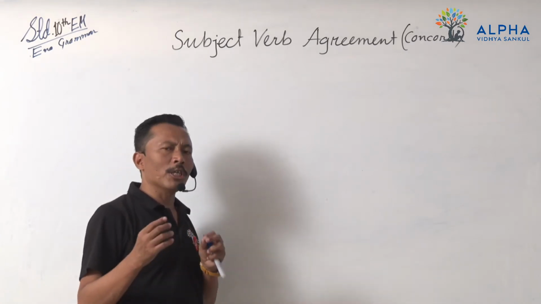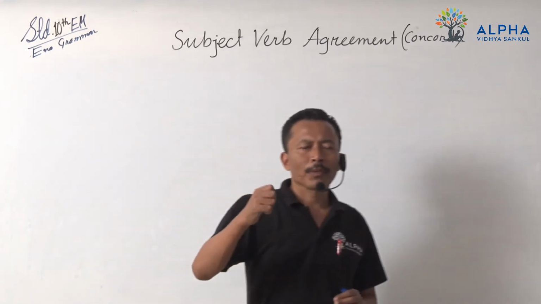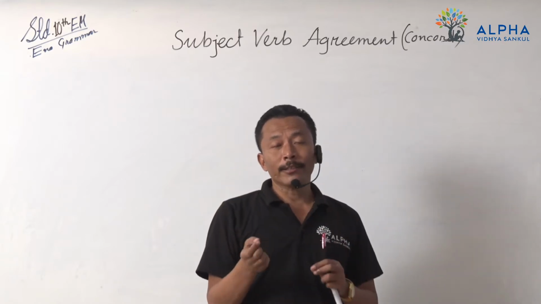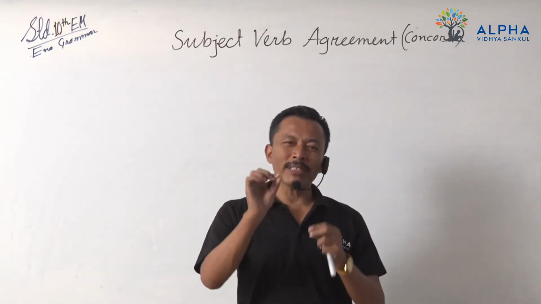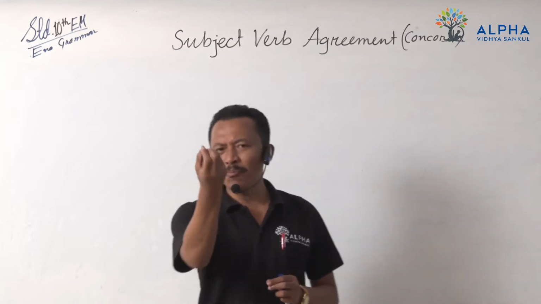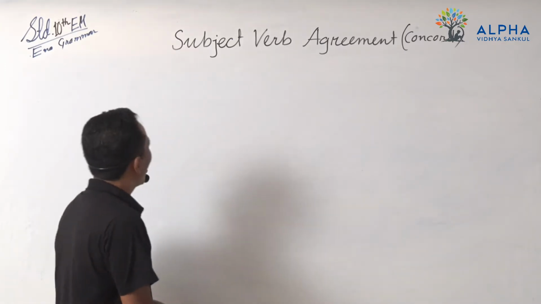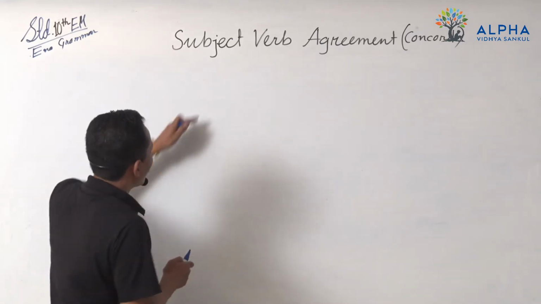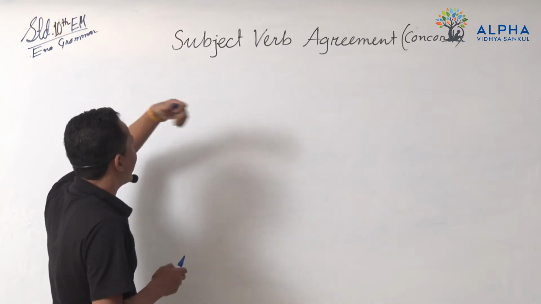You see in the examinations, the examiner and the teachers check all the things in the grammar. They try to find out the minute mistakes. That is why, see here, this is called what? Subject verb agreement, then concord.